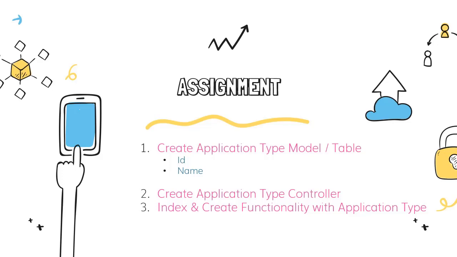We created the category model with more properties, so this should be somewhat similar to that. Once you create the model, then you have to push that model to the database so that a table can be created for that model. Once you are able to successfully create the table inside the database, then you should work on creating an application type controller. So the name of the controller should be application type, and in there you have to implement the index and create functionality that we did with controllers so far.